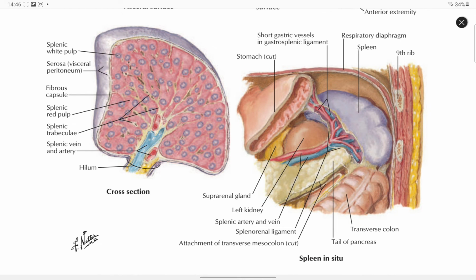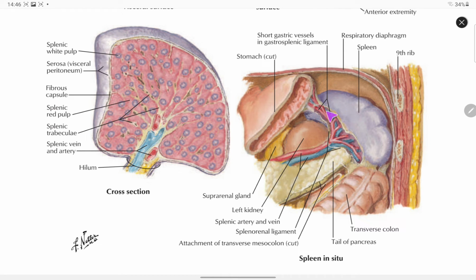The peritoneal relation of the spleen. The spleen is surrounded by the peritoneum and it is also surrounded by ligaments. So it has a gastrosplenic ligament, a lienorenal ligament and a phrenicocolic ligament. The phrenicocolic ligament is not attached to the spleen but it supports its anterior end. Now, the gastrosplenic ligament extends from the hilum of the spleen to the greater curvature of the stomach.